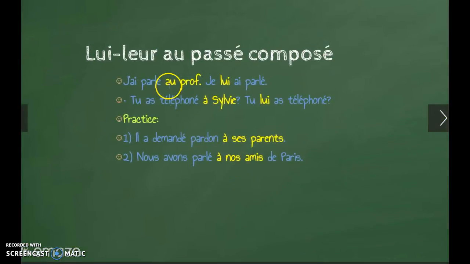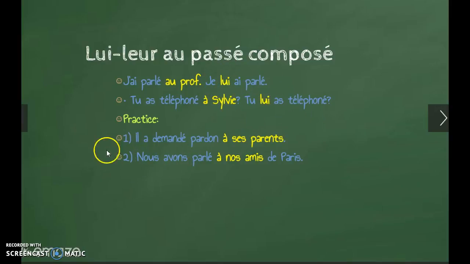Okay. So now what happens to lui and leur au passé composé? We have the first two examples. J'ai parlé au prof. I talked or spoke to the teacher. So au prof, I'm going to replace it by lui. I spoke to him. J'ai parlé au prof. Je lui ai parlé. And then tu as téléphoné à Sylvie. You called Sylvie. So Sylvie will be replaced by lui. Tu lui as téléphoné. And what do you notice about the pronoun? It is also here placed before the verb. Je lui ai parlé. Tu lui as téléphoné.